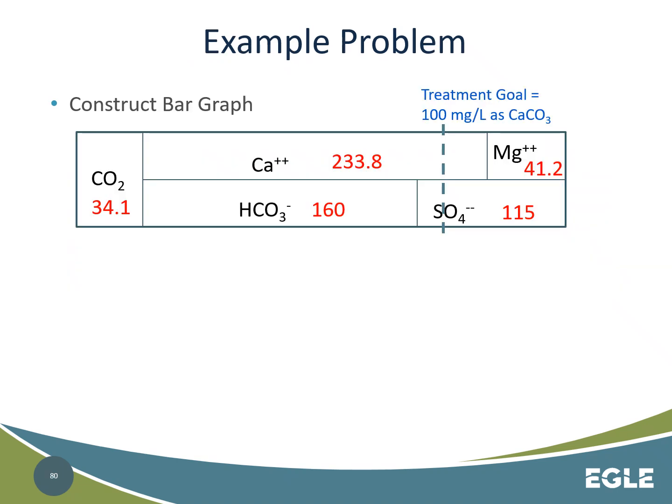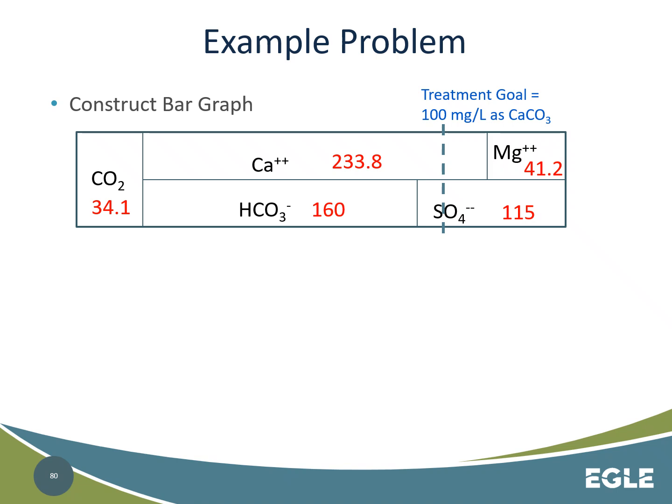This step is where you will need to draw this bar chart to scale on your own based on the concentrations in the previous slides. The numbers here are all in units of milligrams per liter as calcium carbonate. We draw the boxes from left to right, starting with CO2. Then we draw the calcium box and magnesium box, and below those we draw the bicarbonate and the sulfate. It is okay if the top and bottom don't add up to the same total. Remember, this is an estimate of chemical doses, a starting point. The important thing with the boxes is to make sure they are relatively to scale.